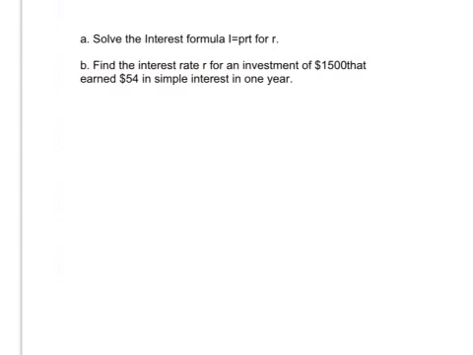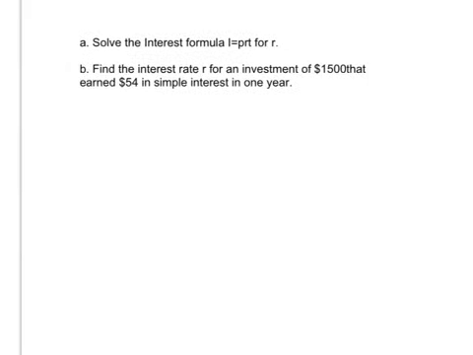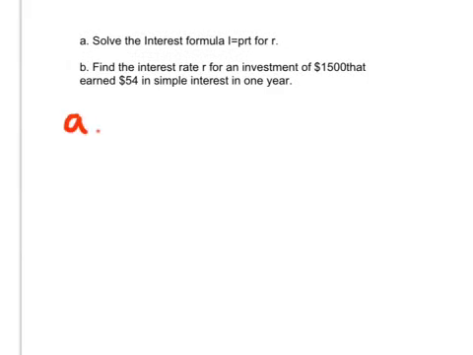Okay, so part A of this example says to solve the interest formula, I equals PRT for R. So, again, we're taking I equals PRT, and we're trying to solve for the R. So the R is what I want to get by itself. Okay? Well, all I'm doing here is multiplying. I'm taking P times R times T. Well, it means I'm multiplying. I have to get rid of multiplying by dividing. So I'm going to divide on both sides.